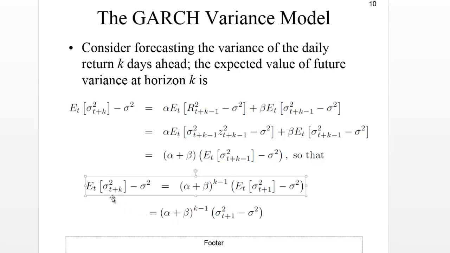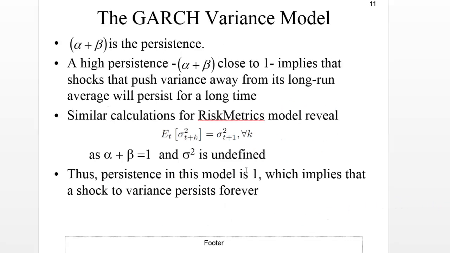Exactly in here. Basically when you take the expected value of sigma squared at t plus k, where k is some return horizon, minus that long run variance, it is equal to alpha plus beta to the power of k minus 1, times the expected value of the variance for tomorrow, which we already know, sigma t plus 1 squared. So basically that would be the long-term variance. Under the RiskMetrics model, the long run variance is basically the variance of tomorrow. So there's no pushing the variance towards any long run mean.